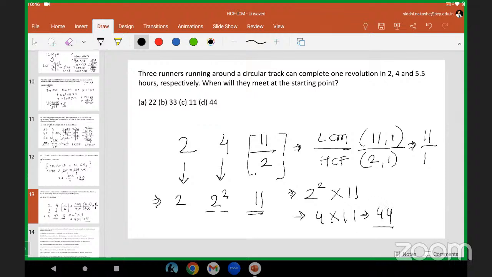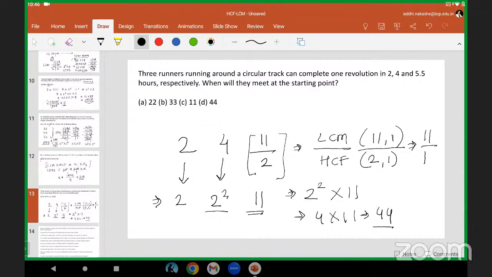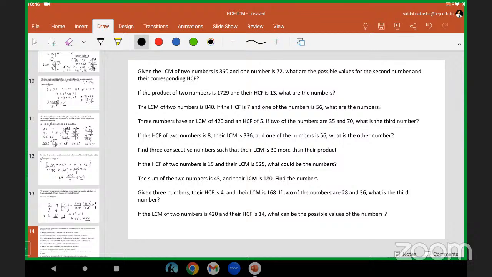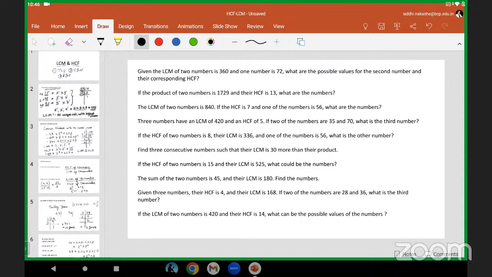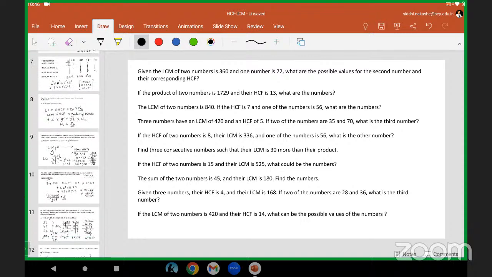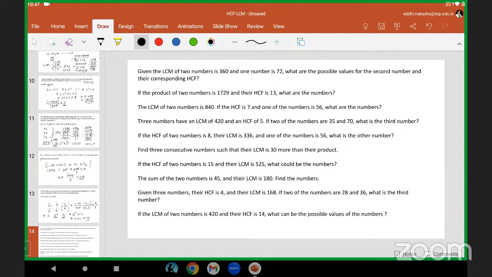So we have almost covered all the concepts regarding LCM, HCF, the fraction thing, the formula, and also the number of zeros. Here are some additional questions you can solve for your reference. So that's it for LCM and HCF. These are the only common things that one needs to be careful about while studying LCM and HCF.